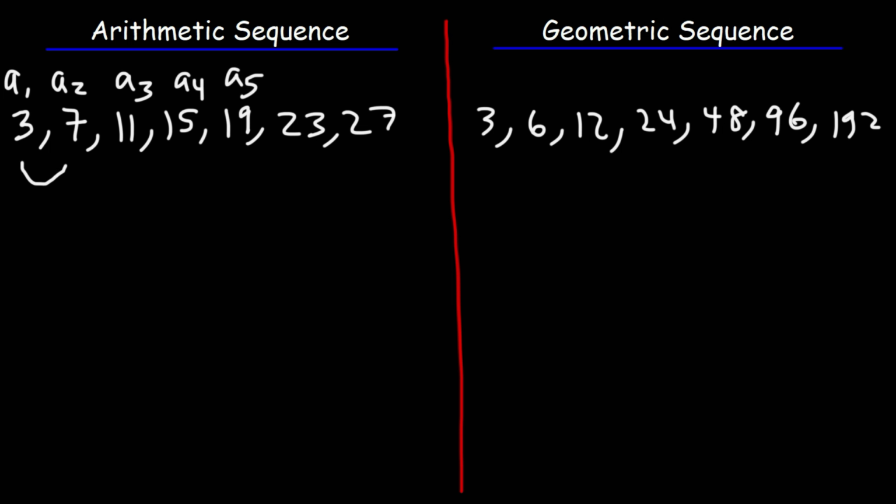To go from the first term to the second term, we need to add 4. To go from the second to the third term, we need to add 4. And that is known as the common difference.